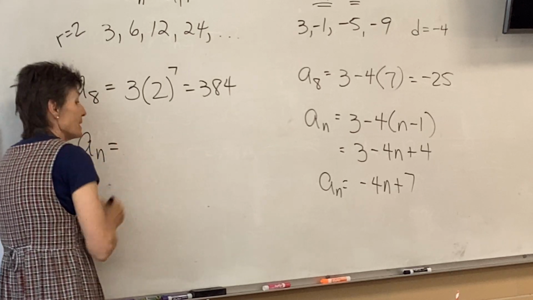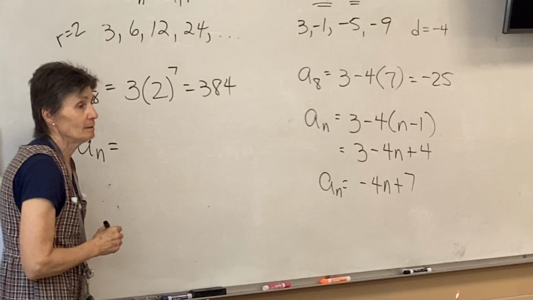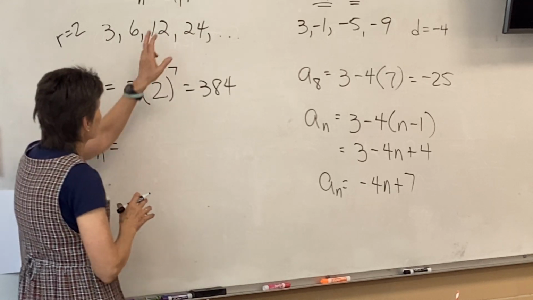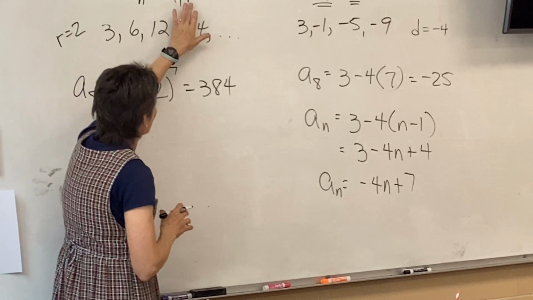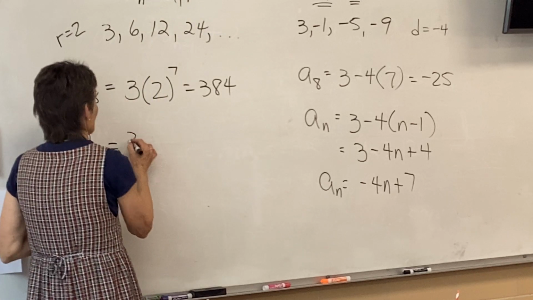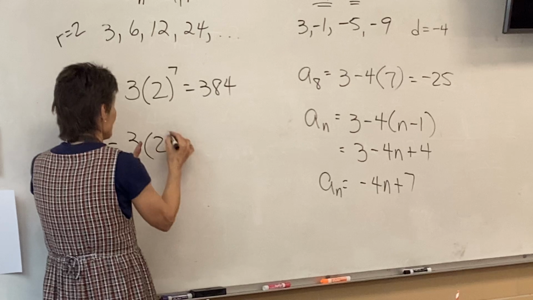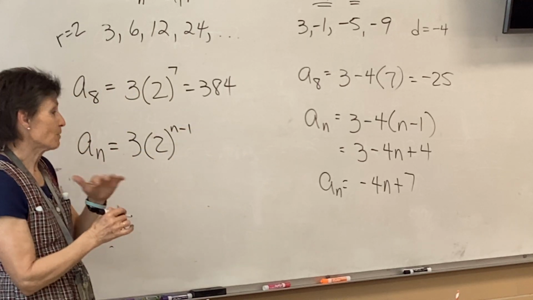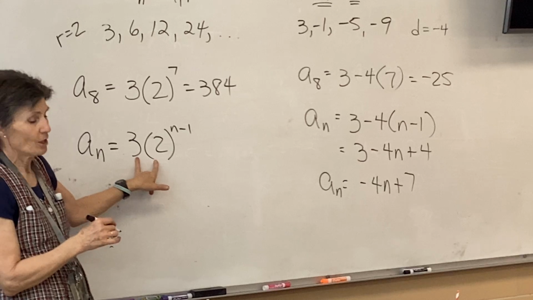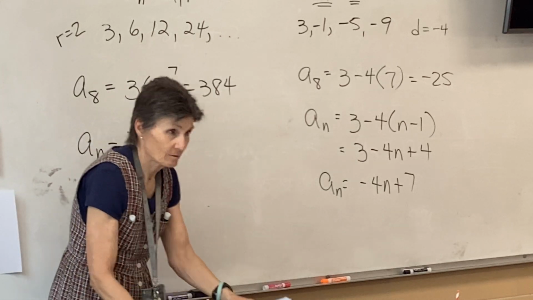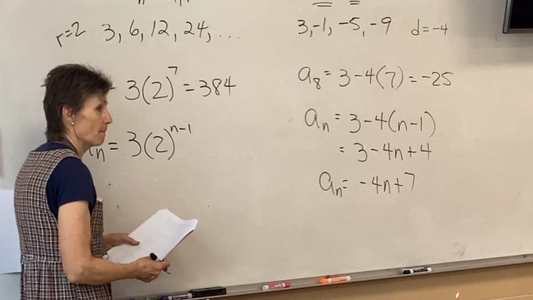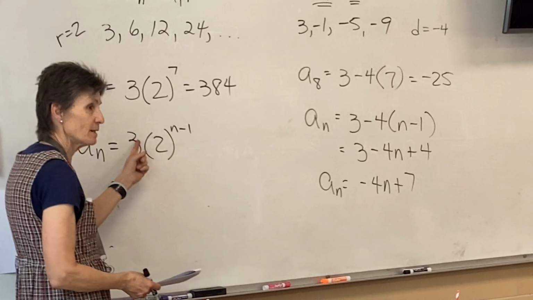Now I need my explicit formula. So to do that, all I do is plug in this and this. 3 times 2 to the n minus first. And do I ever multiply the 3 and the 2? No, never. So that's it, you're done. Why don't you multiply that? Because there's an exponent sign. Yeah, exactly.